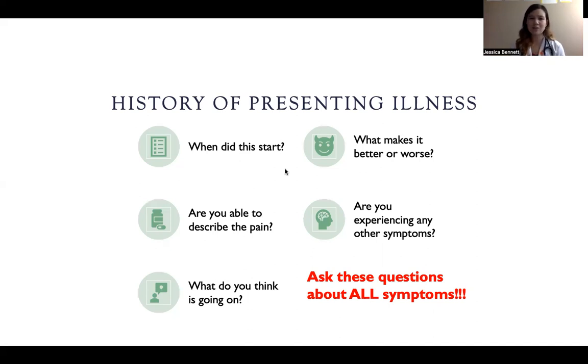Because when you ask them this question, you can figure out how much prior knowledge a patient has, as well as what a patient is worried about, so that you as the doctor can address those worries. It is very important to ask these questions about all symptoms that a patient reports they are experiencing, because not all symptoms start at the same time and not all symptoms have the same severity.